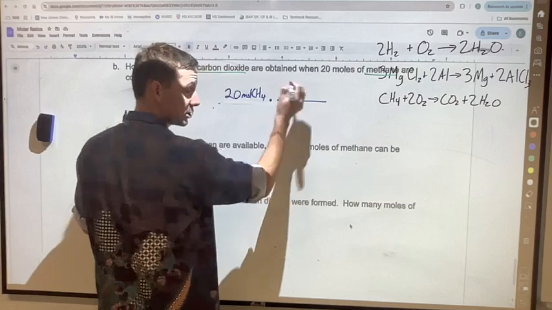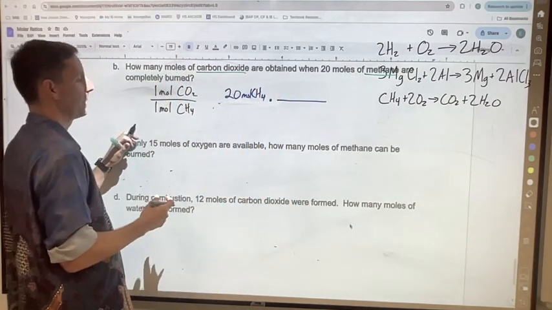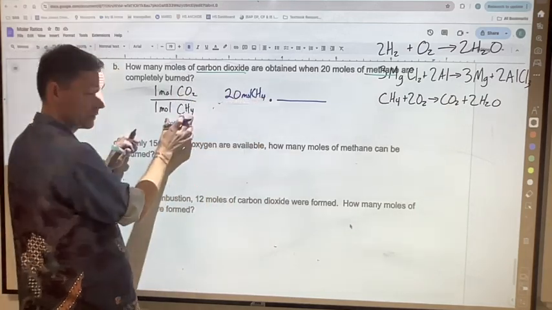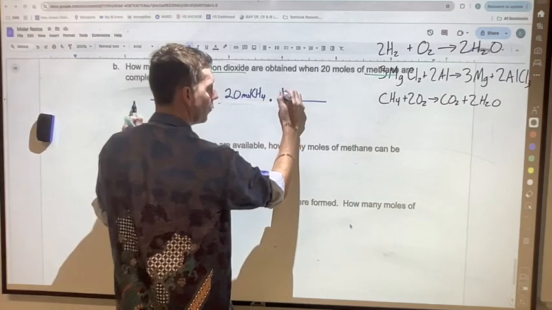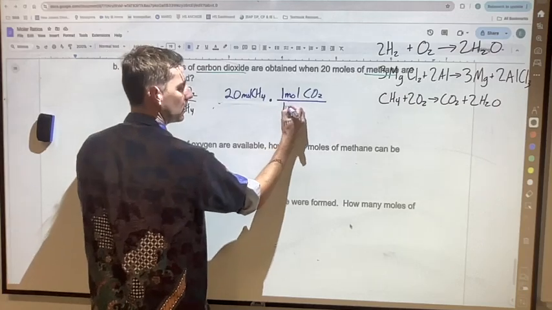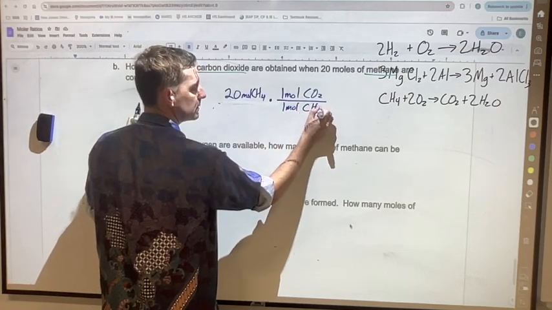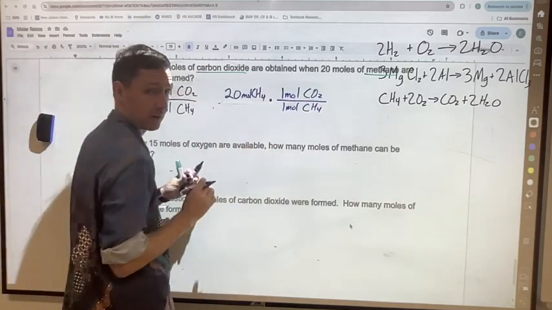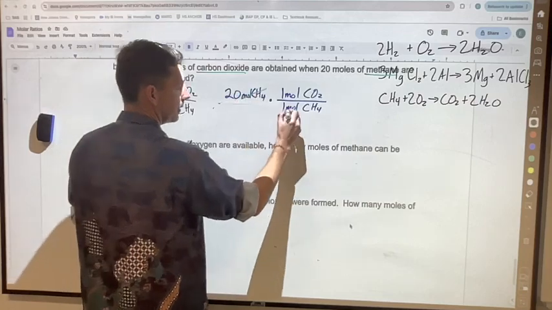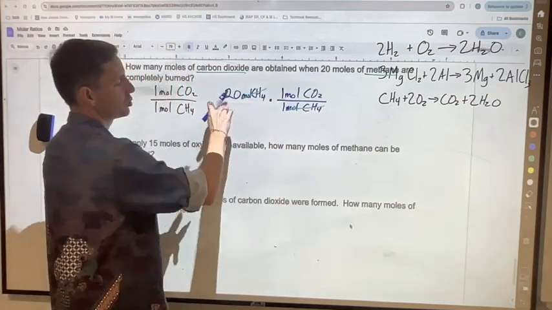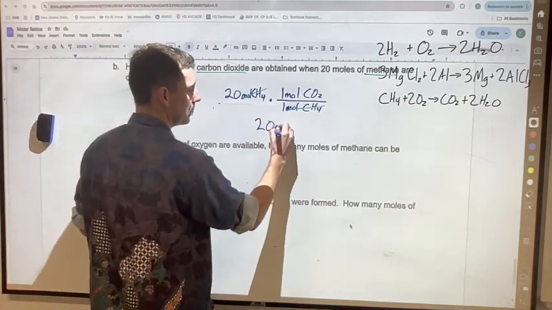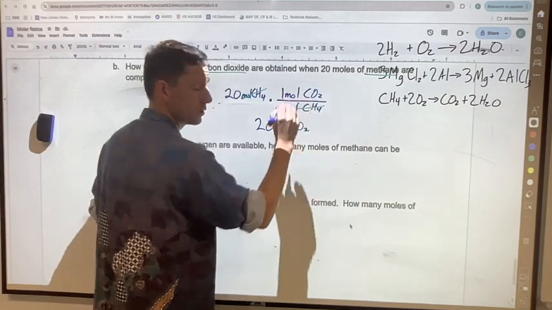And we're now going to multiply this by our conversion fraction factor, okay? And we're going to use this one. We do want the CH4 to cancel out, so we're going to put the CH4 on the bottom. And so we're going to have 1 mole of CO2 divided by 1 mole of CH4. That's my conversion factor right there. And of course, we do see that the mole of CH4 cancels out. And so we go 20 times 1 divided by 1, which gives us, of course, 20 moles of CO2.